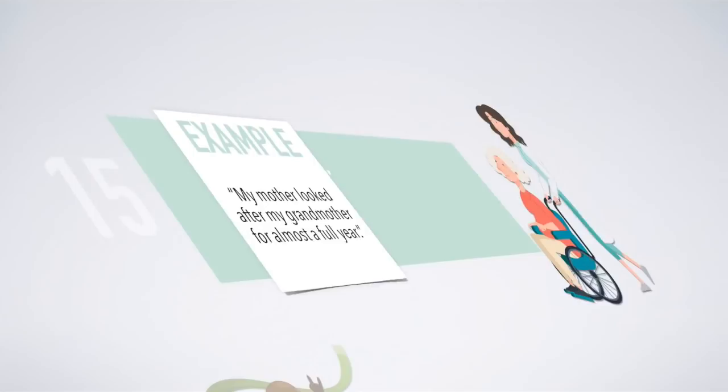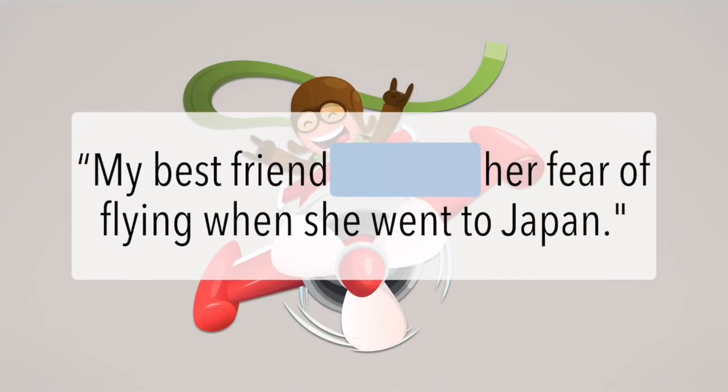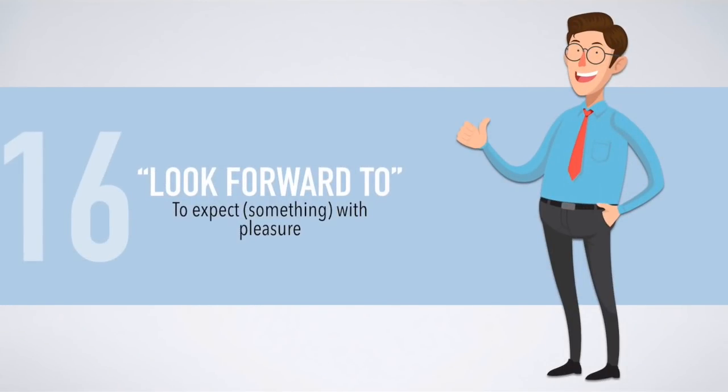All right, now again, let's do a quick review. My best friend, blank, her fear of flying when she went to Japan. Which phrasal verb is it? You got it. Got over. My best friend got over her fear of flying when she went to Japan. All right, let's keep going.